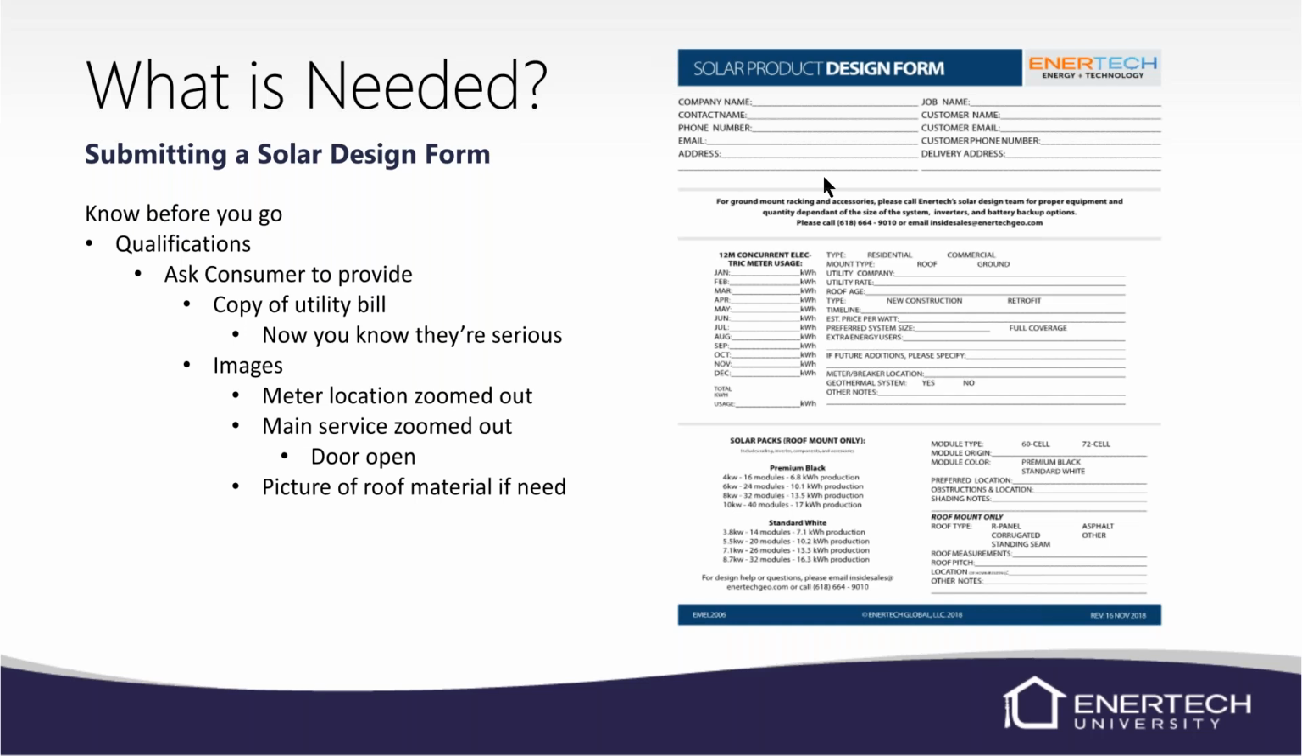Try to get a location of the meter, a picture of the meter, where it's located, whether it's inside, outside, on the side of the house, wherever it's located. Make sure you know where the main service is. Also, if you're going to do a roof mount, take a picture of the roof material. Is it a metal roof? Is it a shingled roof, rubber roof, whatever that may be. But make sure we always note what type of roof, if it's going to be a roof mount system.